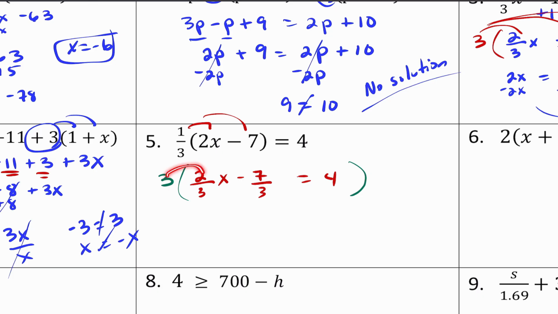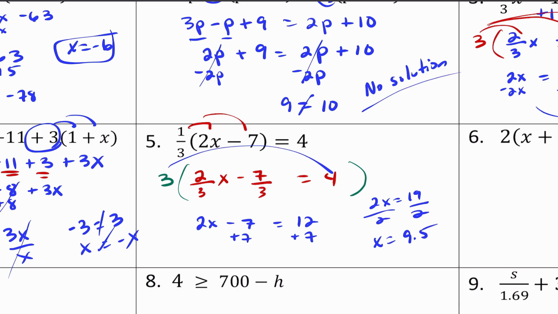So if you distribute to each term, the left-hand side of the equal sign is just 2x minus 7 equals, and then don't forget, 3 times 4 is 12. Add 7, add 7. So 2x equals 19. That's 9.5.